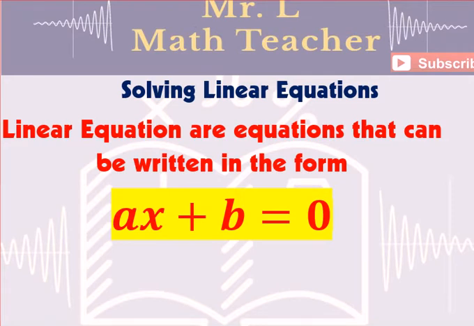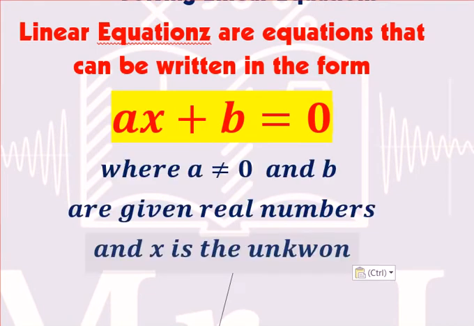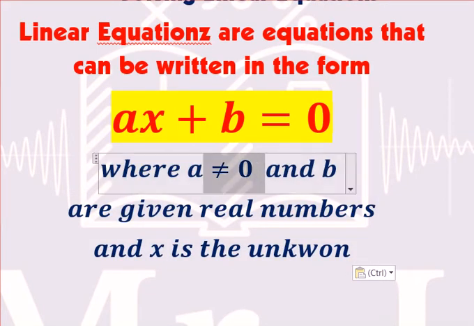So basically guys, I will start with the definition of linear equation. A linear equation, or linear equations, are equations that can be written in the form ax plus b equal to 0, where both a and b are real numbers and x is the unknown part, and of course a should be different than 0 in this case.